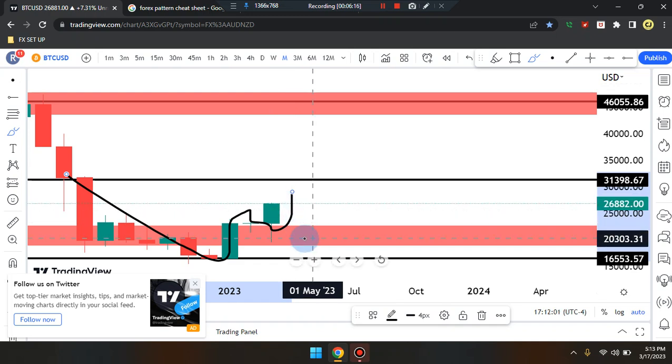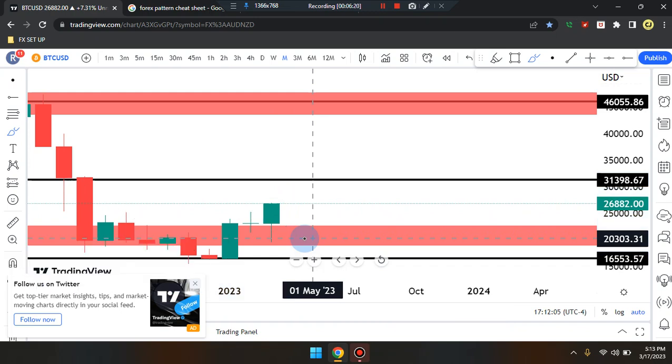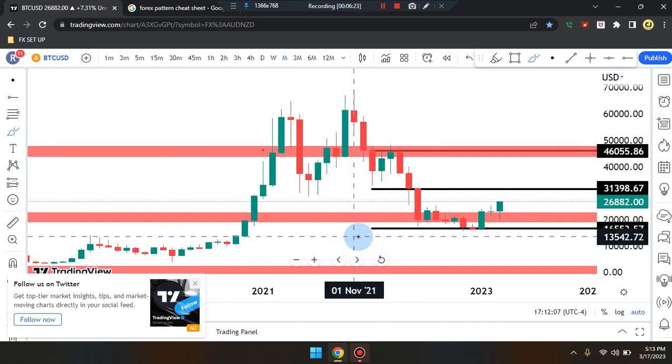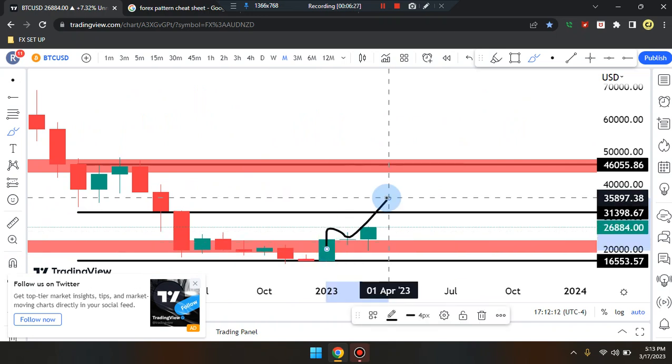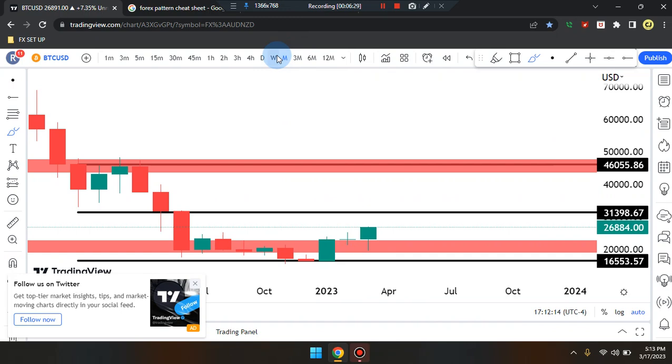that current price at 26,882.00. So we did receive the break and retest. The market pushed up, retested, and we received a push with the price action. Headed down to the weekly time frame.